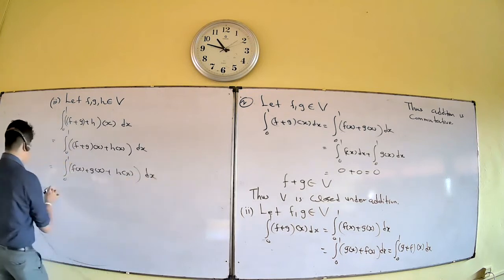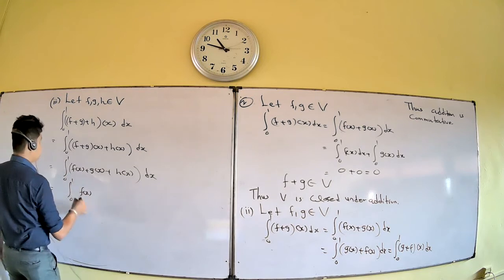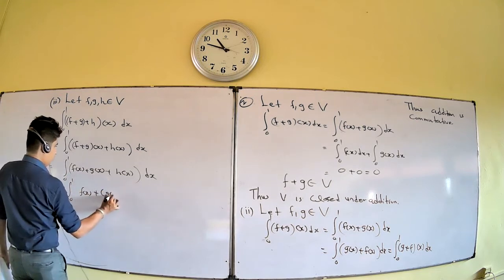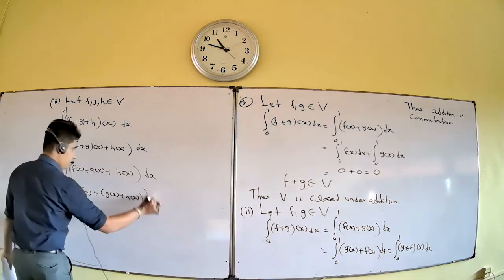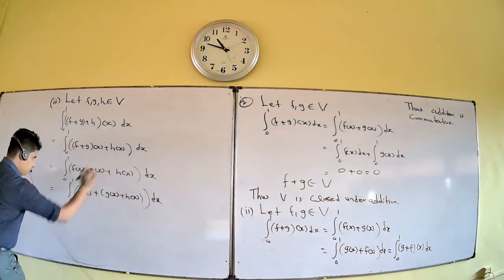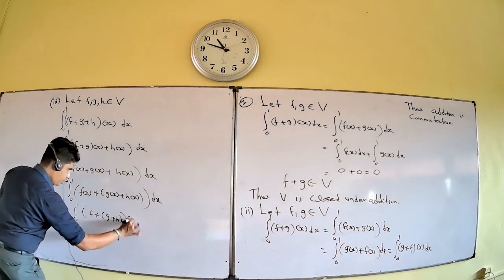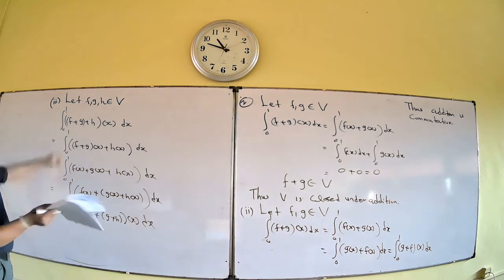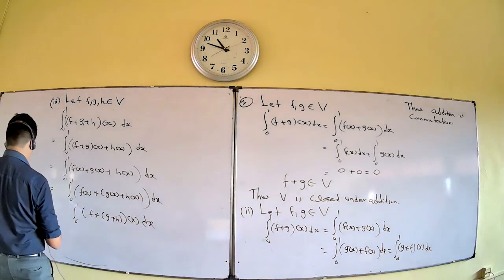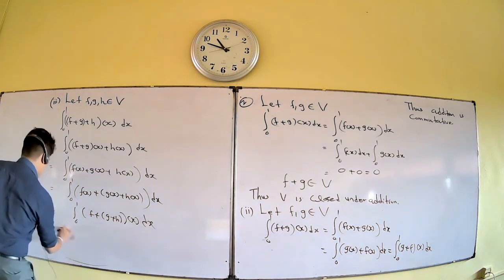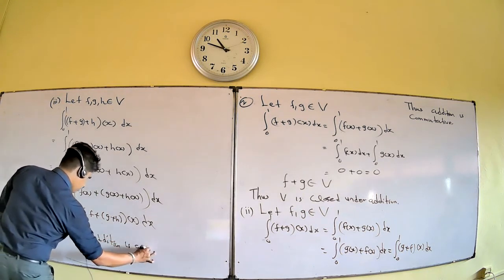So we will again write the integral from 0 to 1 of f(x) plus g(x) plus h(x) dx. You know that the set of all functions forms a vector space. Therefore, you will write this as of the form f(x), g(x), h(x). Here inside you can use the associative property. So it is the integral from 0 to 1 of (f plus g plus h)(x) dx. Check this one here. The associative property is satisfied. Thus addition is associative.